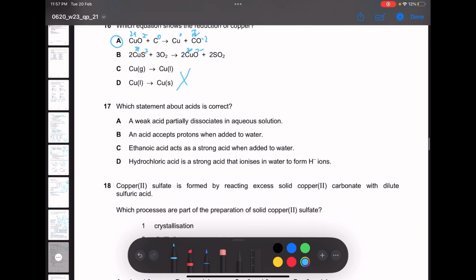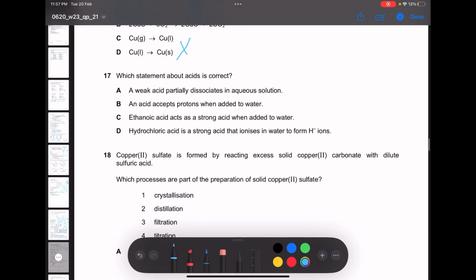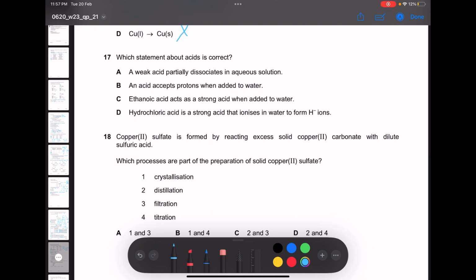17. Which statement about acids is correct? A weak acid partially dissociates in aqueous solution? Yes, it does. A is correct. Acid accepts protons? No, that's a base that accepts protons. Ethanoic acid acts as a strong acid when added to water? No, it's a weak acid. Hydrochloric acid is a strong acid that ionizes in water to form H minus ions? It's not H minus, it's H plus. So it's A.